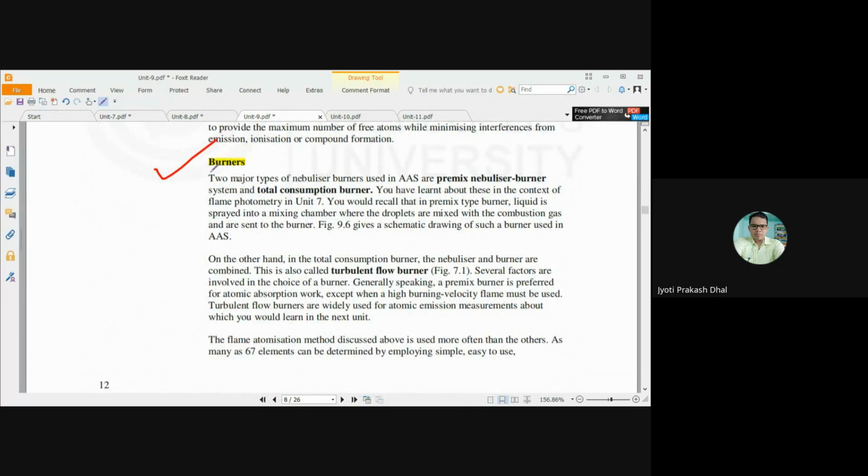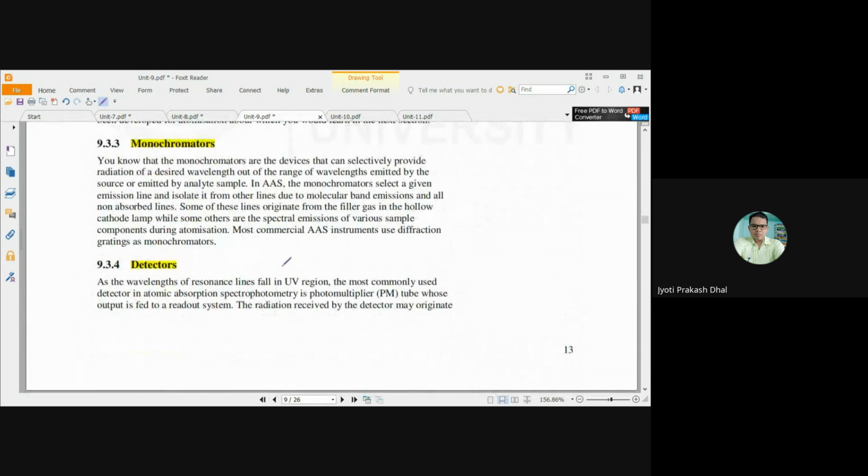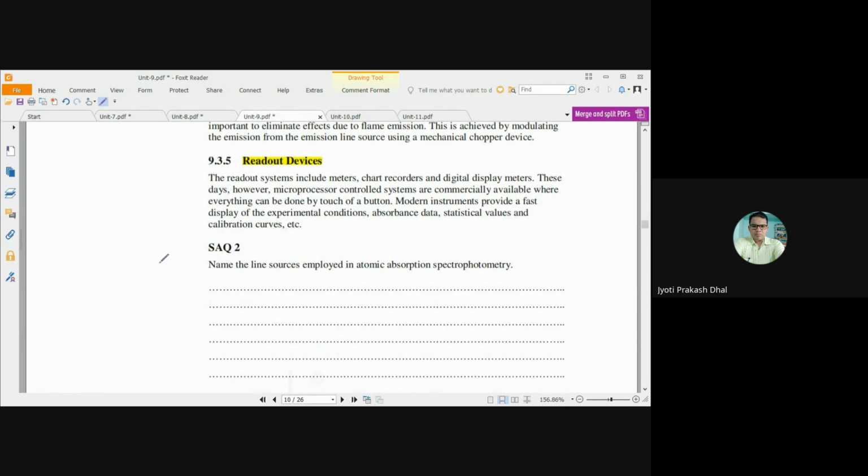Then burners: the premix nebulizer burner and the total consumption burner. Two types of burners are there. And after that the monochromator, then the detector, and finally the readout device.